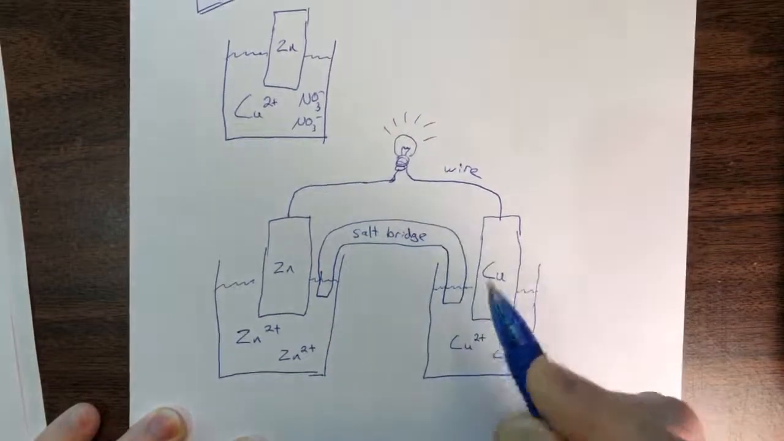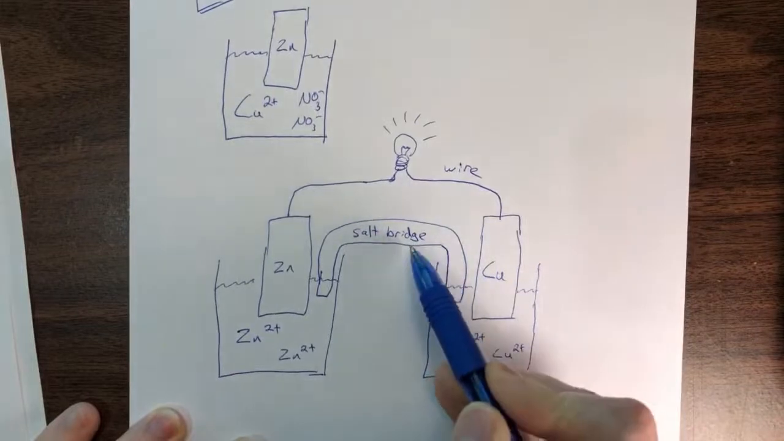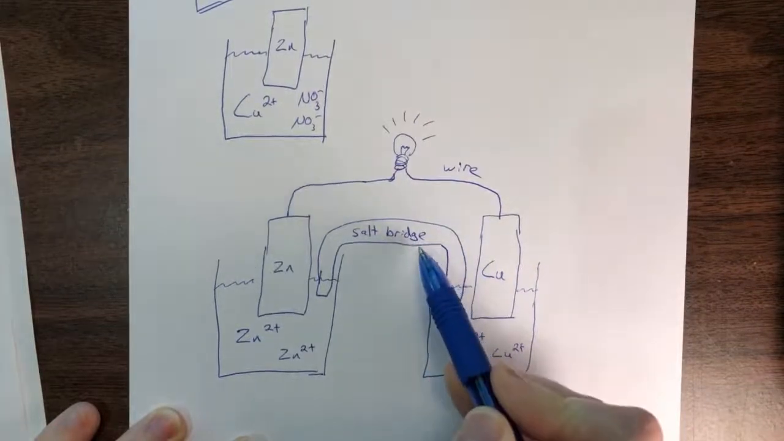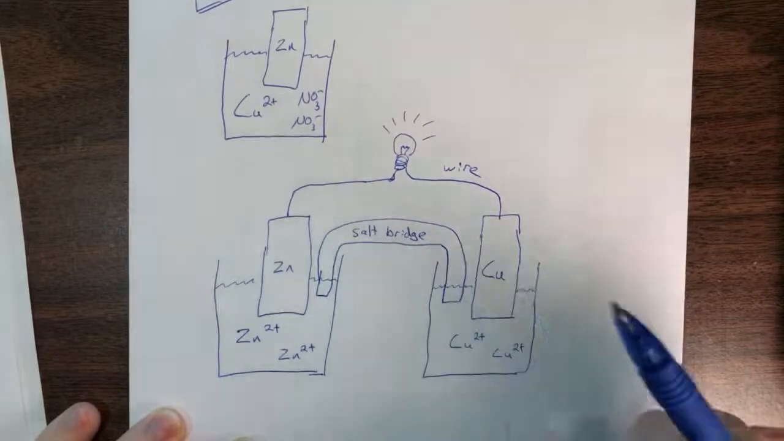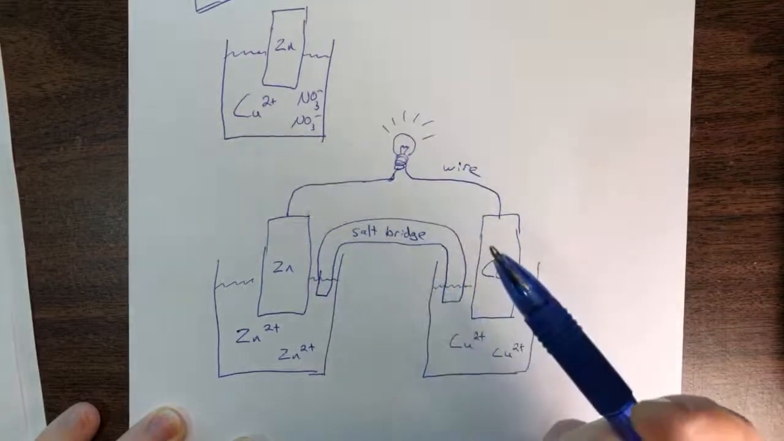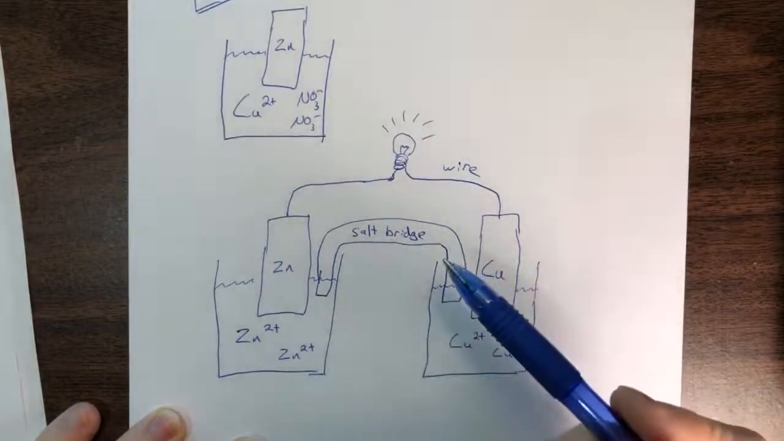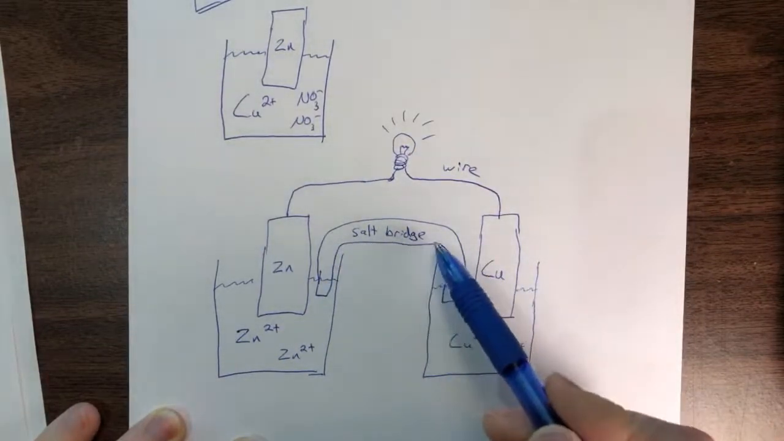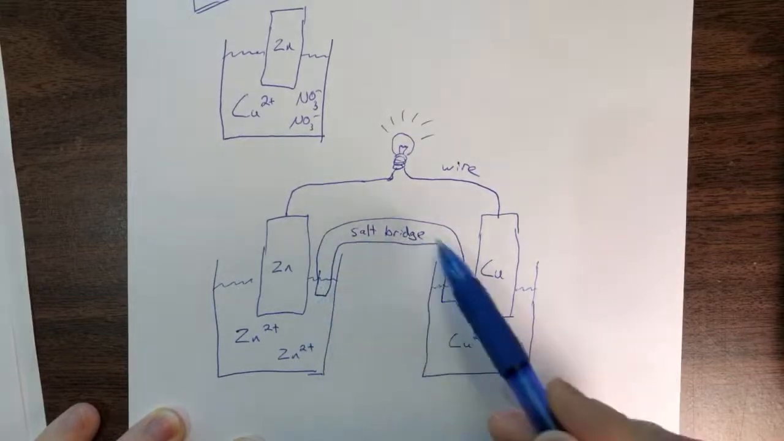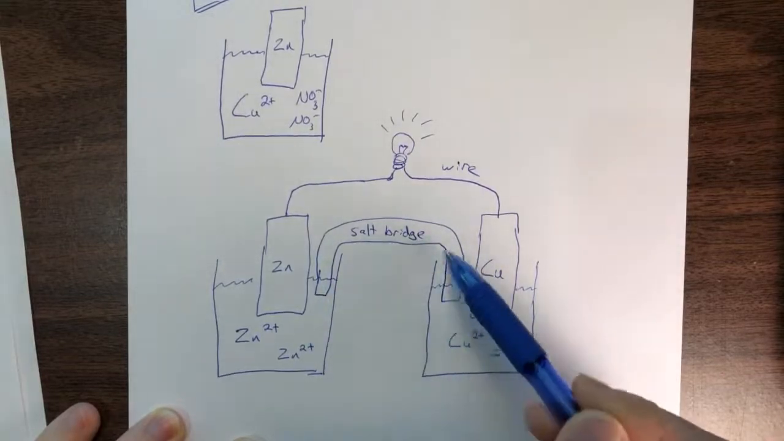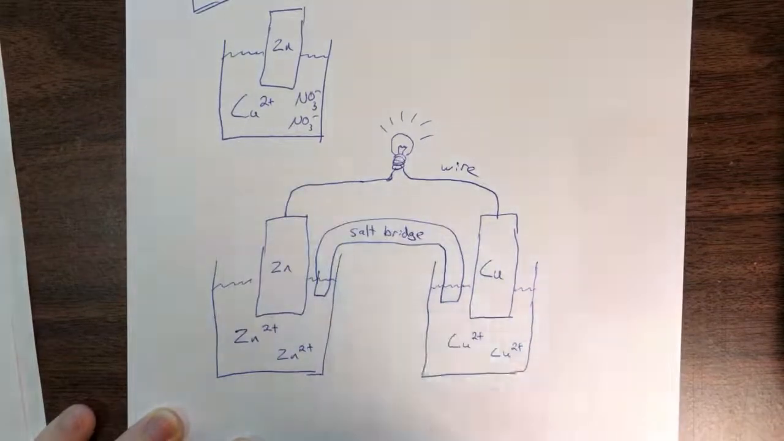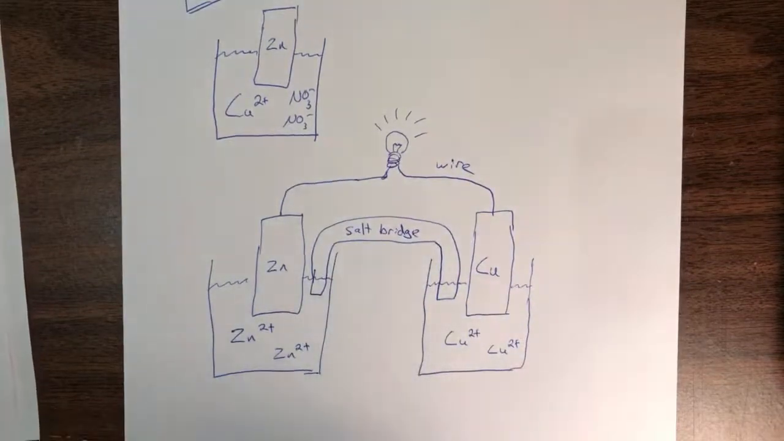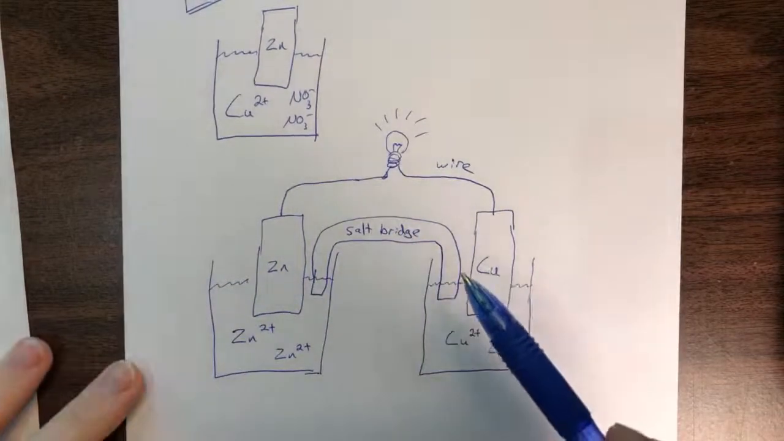Now let me make this really clear. The salt bridge does not carry electrons. Electrons do not go across a salt bridge. Instead, the salt bridge is just composed of essentially salt, ions like sodium chloride or some other ionic compound, and those ions are going to go into these solutions or suck up ions from the solutions so that we have a balance of charge. All right? We're going to explain this in a little more detail tomorrow to make sure you understand why we need the salt bridge. All right, but let's analyze this a little better.